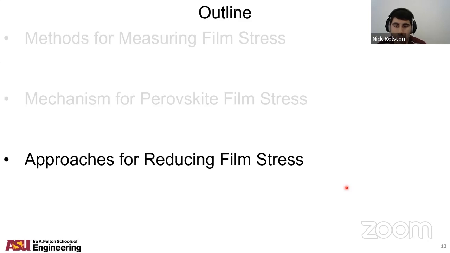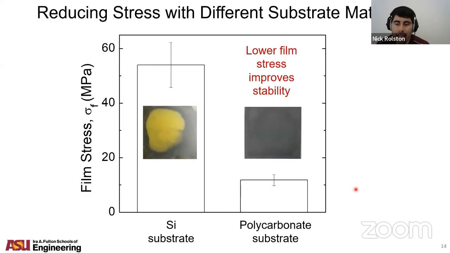We had discussed already the idea of using substrates that have higher thermal expansion coefficients. In this case, we replaced our silicon with a plastic-based, polymer polycarbonate substrate, which is much more closely matched to perovskite thermal expansion. It brought down the film stress significantly, and we also noticed that under accelerated high heat aging, the film was much more stable over the course of 100 hours at 85 Celsius.